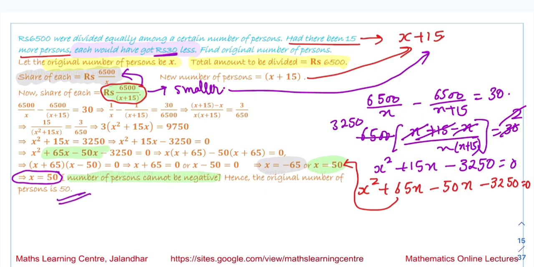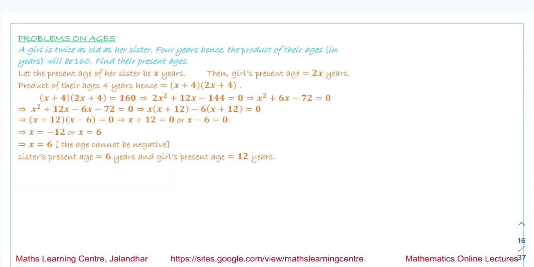So the original number of persons that we have assumed is x, so we are saying it is 50. Now next are the problems based upon ages.